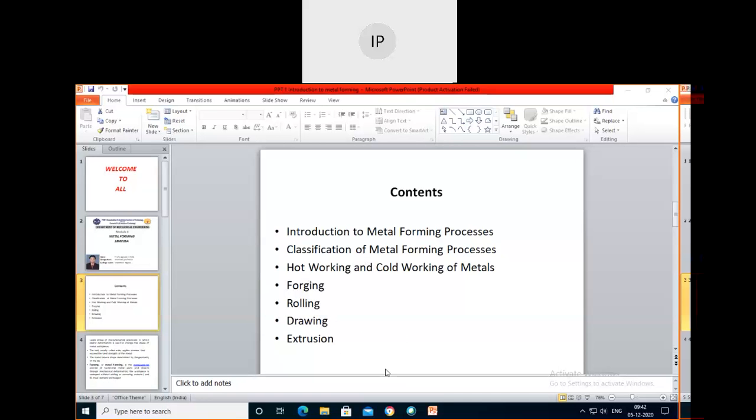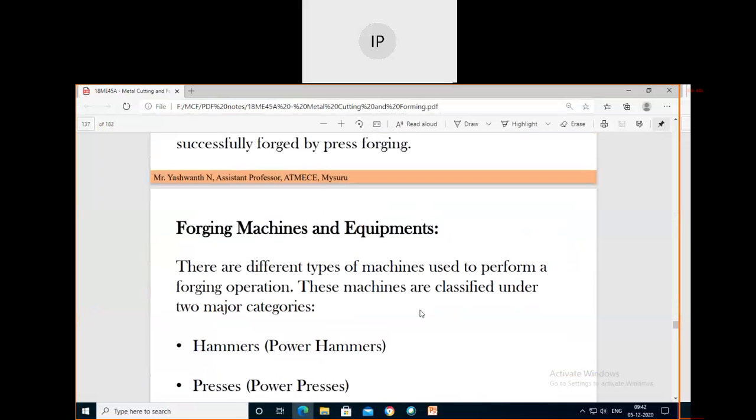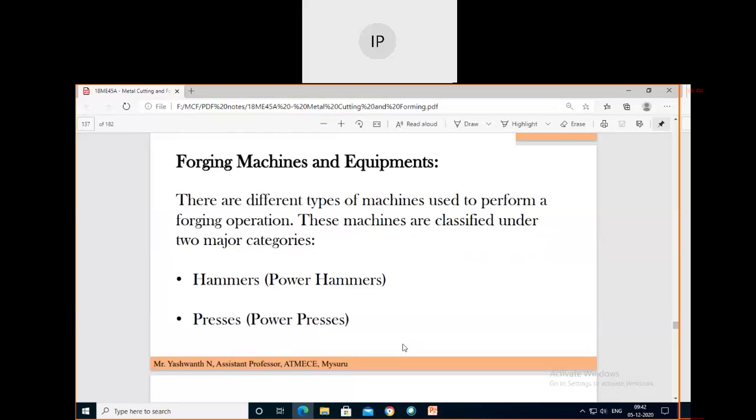Next we discuss different forging machines and equipment. In that we have two types, hammers and presses. With the help of power hammers, we have different machines. With the application of presses or power presses, we again have different machines. We will see them one by one.